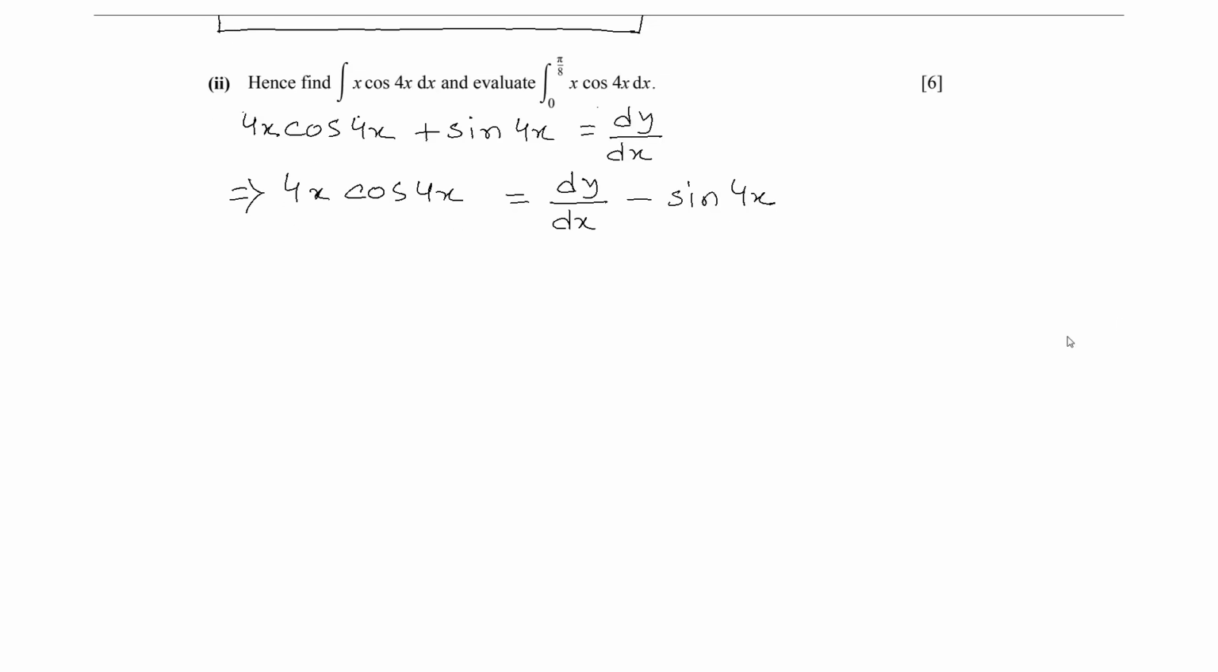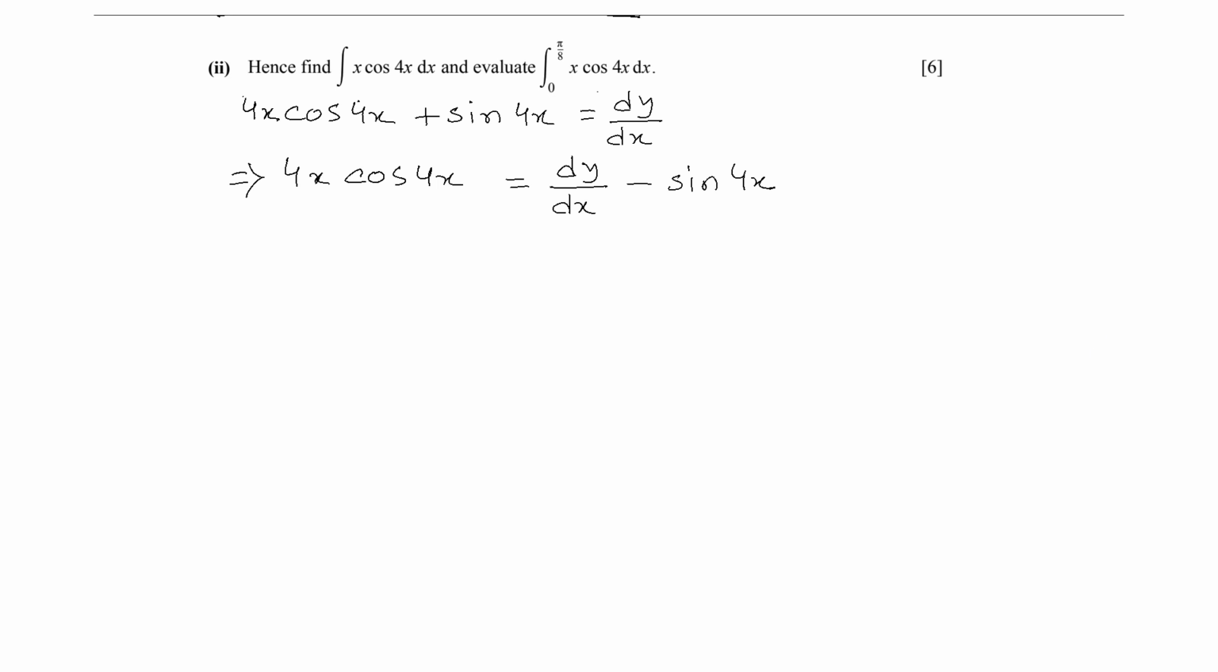Now if we multiply the entire equation by dx, then in the next line we can write 4x times cos 4x dx is equal to dy minus sine 4x dx. Now let's put the integration sign here and here and here. So let's keep the left hand side unchanged.